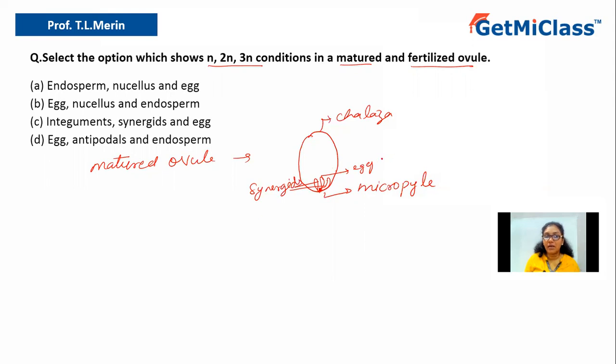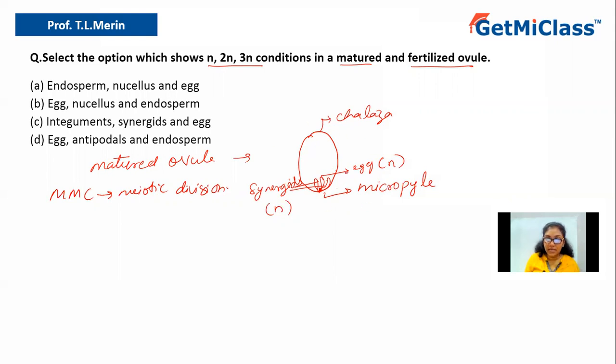Now, egg, of course, you know it is formed by the meiotic division, hence it is haploid. Even the synergids are haploid. Why? Because the cells within this are all formed by the meiotic division from the megaspore mother cells, which we also call MMC. The megaspore mother cells undergo meiotic division to give rise to the 7-cell stage of the embryo sac, and this entire structure is the ovule.